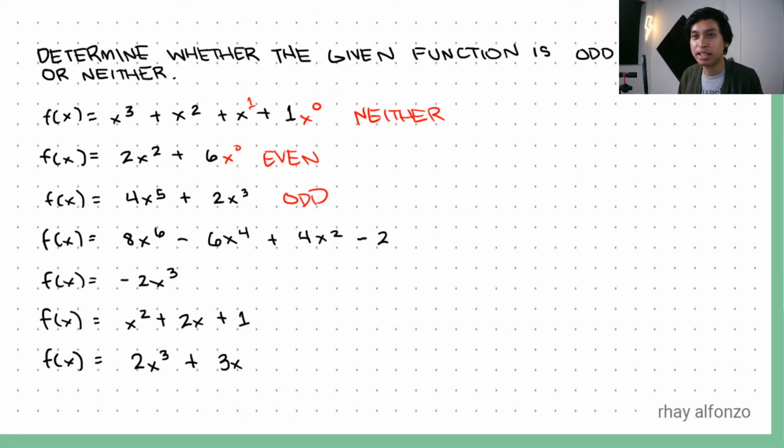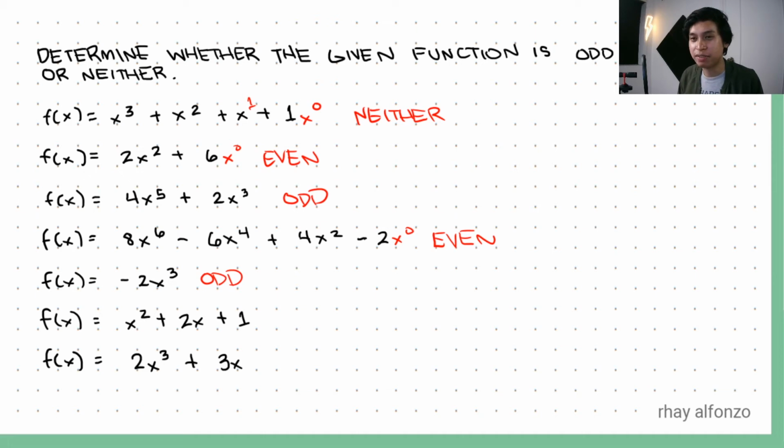So here, 8x raised to the 6th power minus 6x raised to the 4th plus 4x squared minus 2, or just 2 times x raised to 0. So everything is even. 6, 4, 2, 0. Therefore, this function is even. So negative 2x cubed. So the exponent of x is odd. And there is no constant. Therefore, this one is odd.